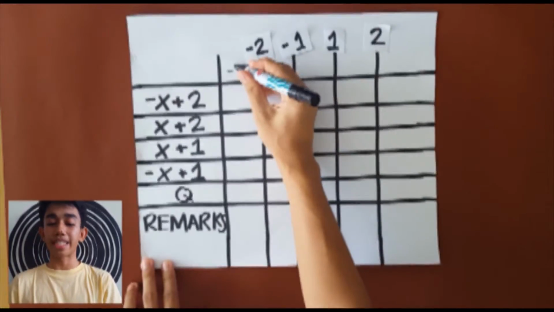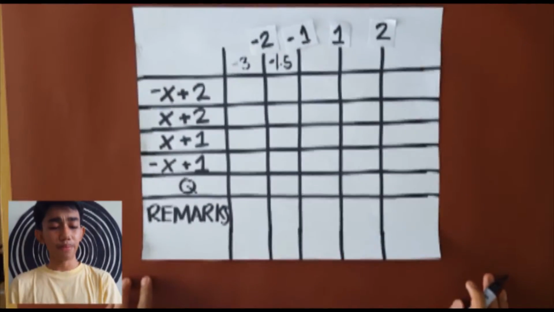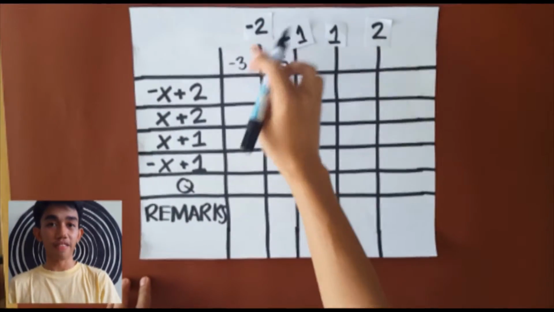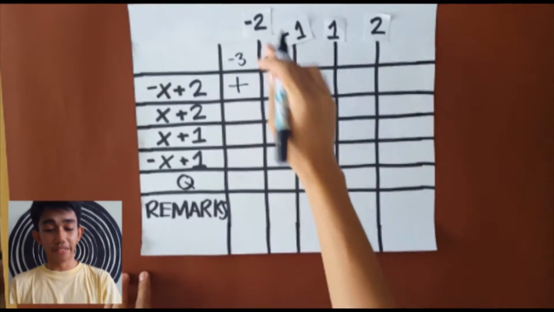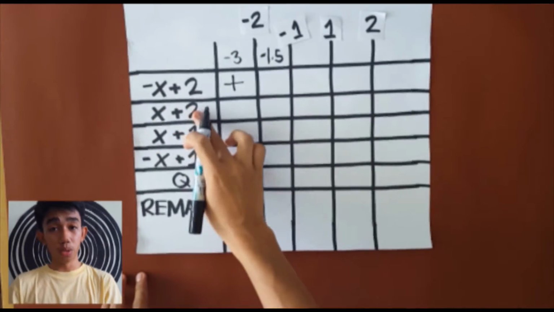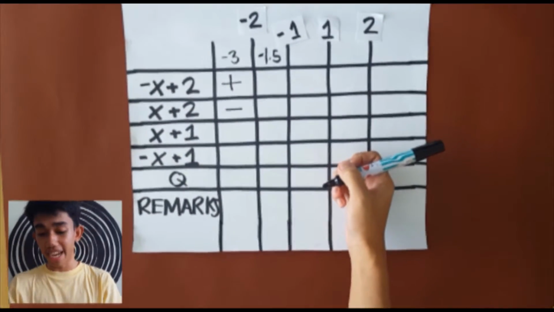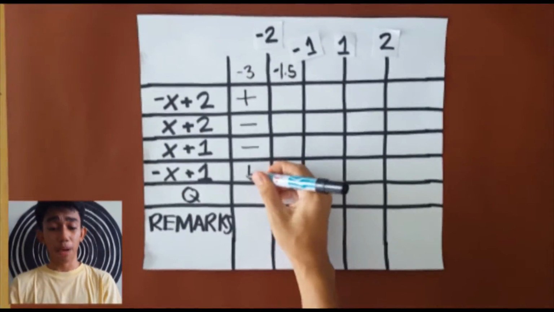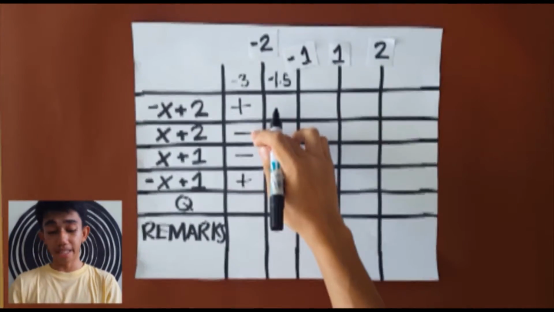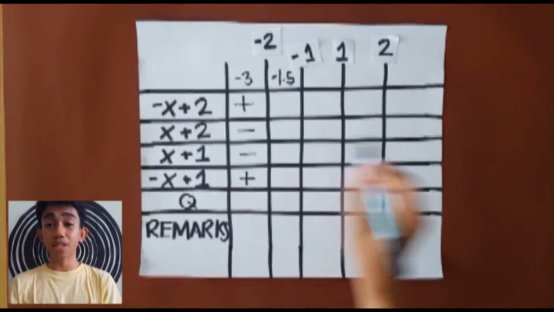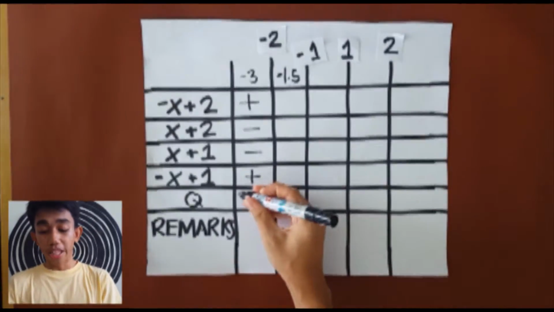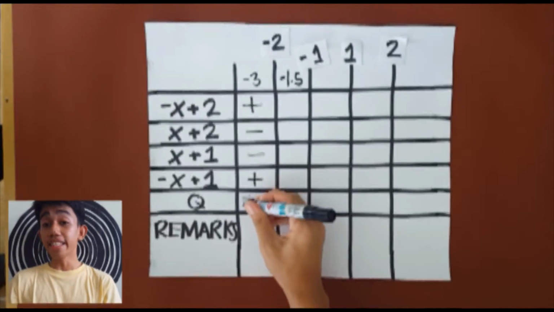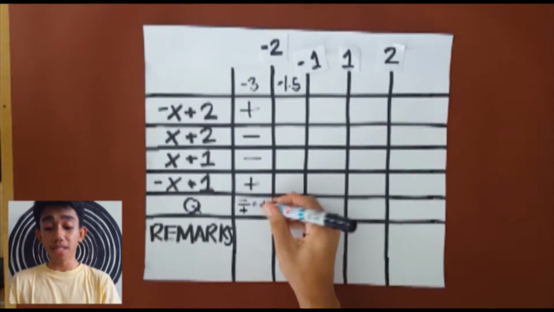So simply substitute the assigned values here. For example, in negative x plus 2, negative 3 plus 2 would be negative, and 3 plus 2 would be positive. Negative 3 plus 1 is negative and 3 plus 1 is positive. Positive times negative, if you can see here in the graph, would lead us to a negative sign. And again, in the denominator, positive times negative is negative. So negative over negative will lead us to a positive answer.